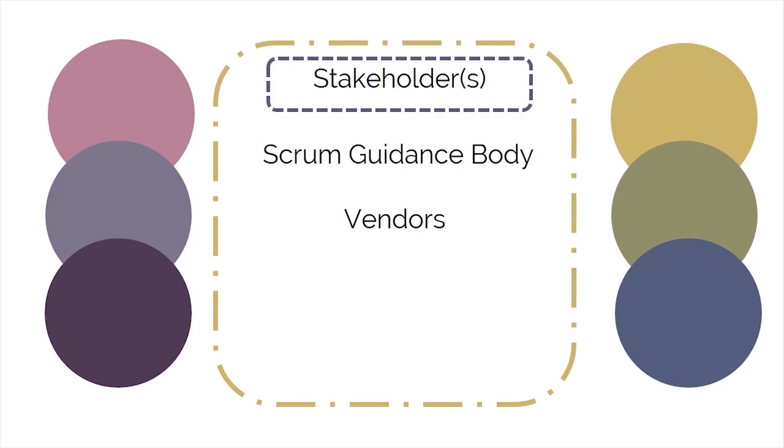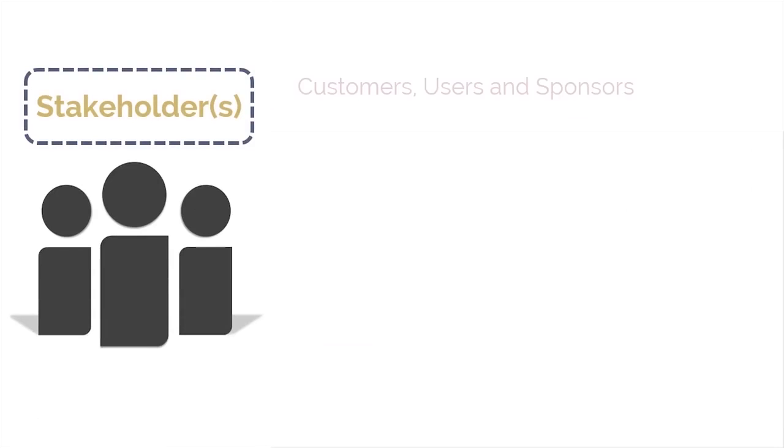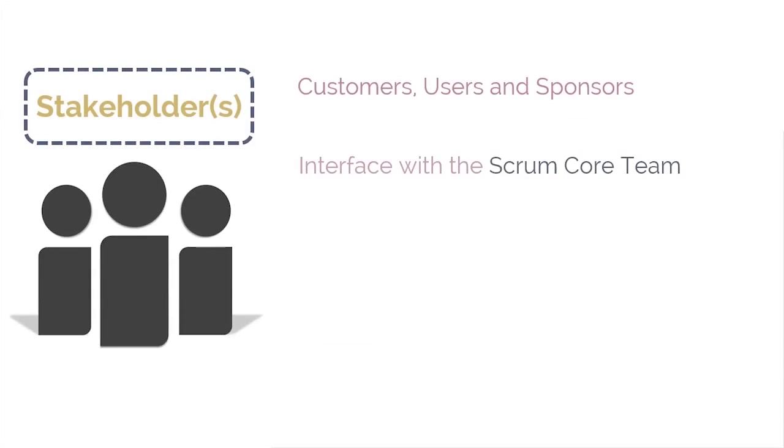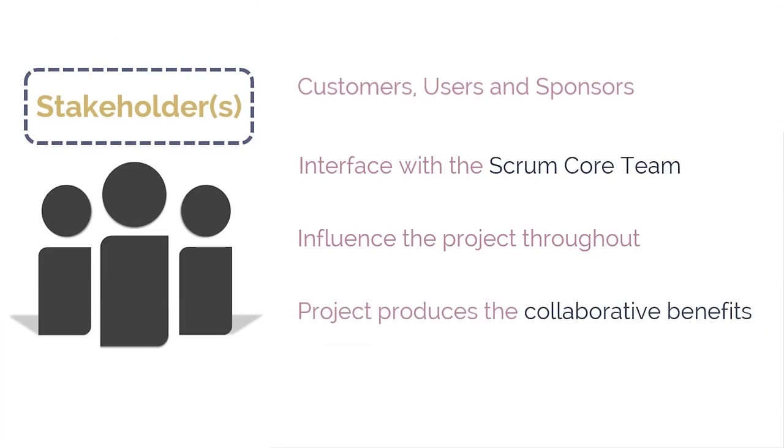The first role is the stakeholder or stakeholders. This is a collective term that includes customers, users, and sponsors. They frequently communicate with the Scrum core team and influence the project throughout the project's development. Most importantly, it is for the stakeholders that the project produces the collaborative benefits.